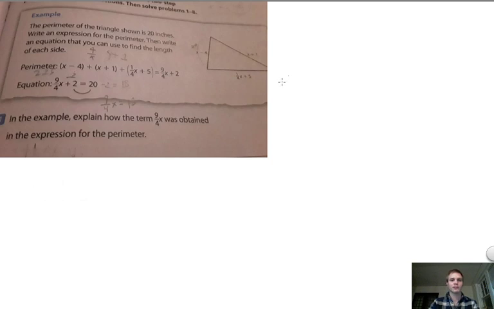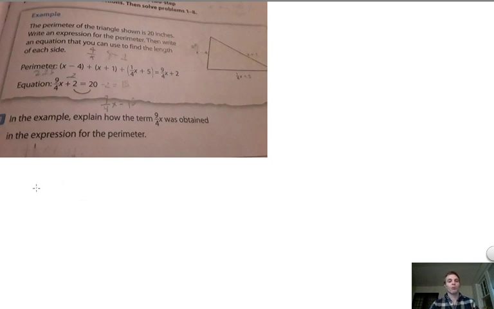So in this case, we know that the perimeter is equal to 20 inches, right? And then we're given these expressions that are the lengths of each side. So x minus 4 here is the length of this side, and x plus 1 is the length of this side, and 1/4 x plus 5 is the length of this side. Now, we don't know what those mean, okay? But we can figure out what each of these side lengths are by making an expression.